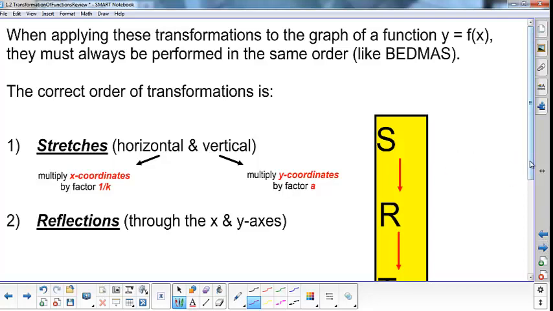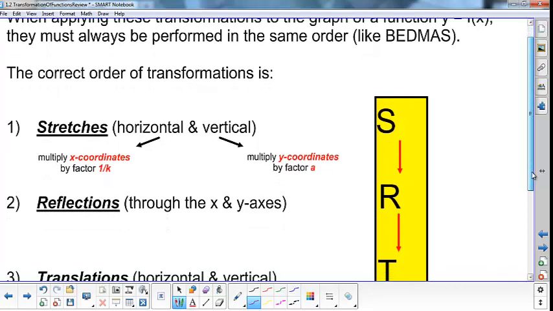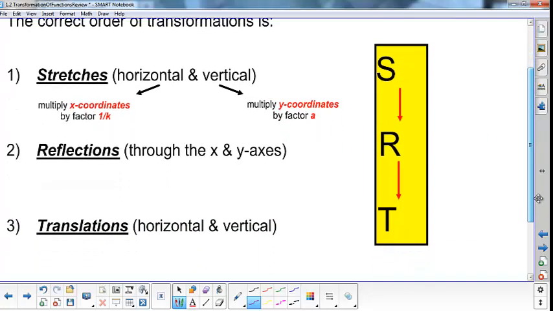Similar to BEDMAS, when you are going to apply transformations, you do need some sort of order. So the correct order of transformations is SRT. You want to do your stretches first, then you want to do your reflections, and then later on do your translations. And if you feel very comfortable with it, sometimes you can do stretches and reflections at the same time. So we'll do an example.